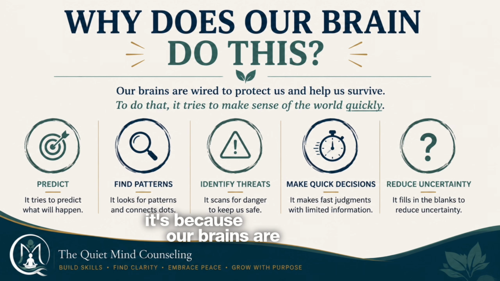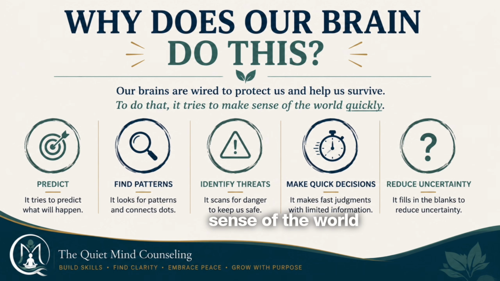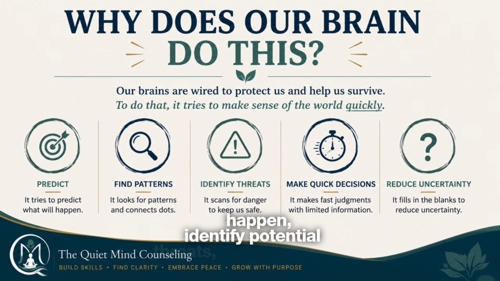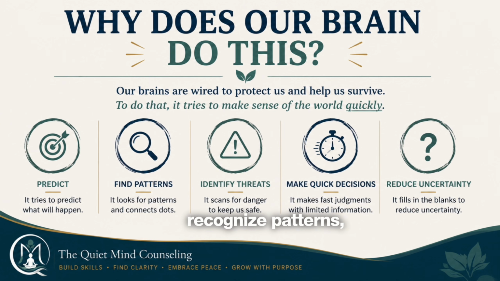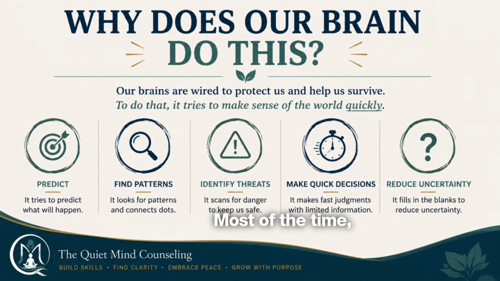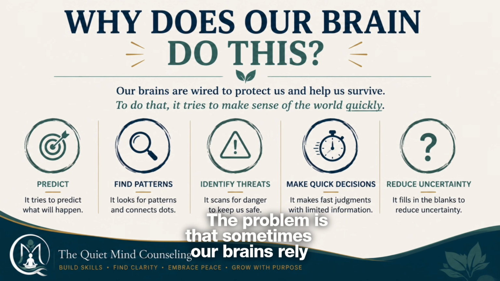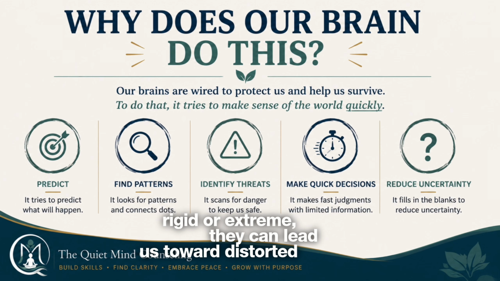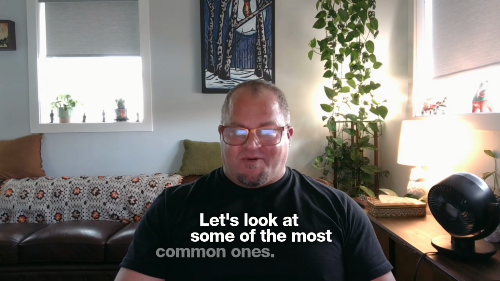Well, it's because our brains are designed to make sense of the world very quickly. We're constantly trying to predict what is going to happen, identify potential threats, recognize patterns, and make decisions with incomplete information. Most of the time, that can be very useful. The problem is that sometimes our brains rely on shortcuts. And when those shortcuts become rigid or extreme, they can lead us toward distorted interpretations. Let's look at some of the most common ones.